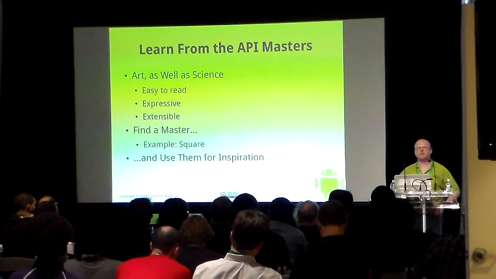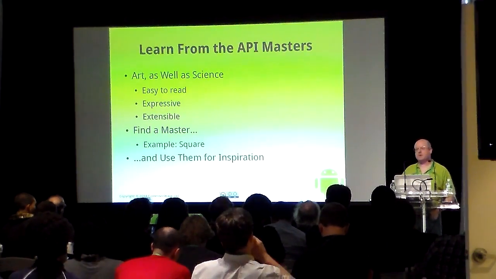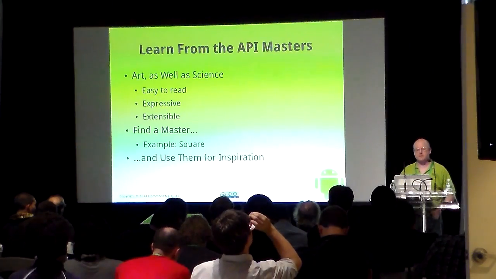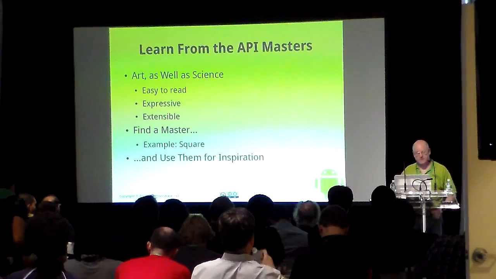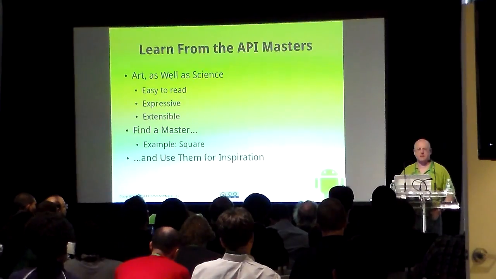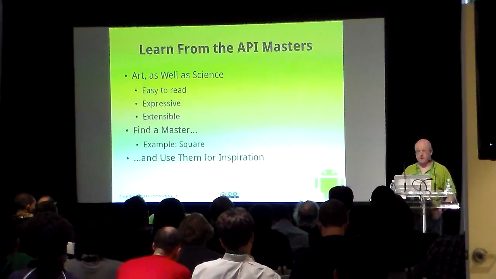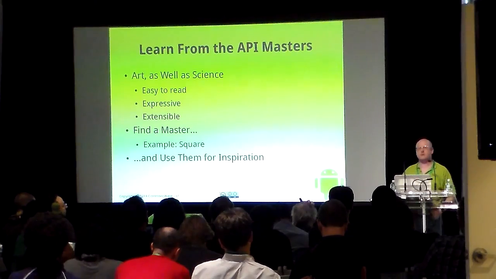At the high level, what you want to do is find what the current ways of designing these APIs are and try to follow those patterns. The easiest way to do that is to find some sort of an API master, somebody who has a good reputation for creating well-designed APIs, and do what they do. Square is a classic example of this. They publish a bunch of libraries, and on the whole, their APIs are usually fairly good.